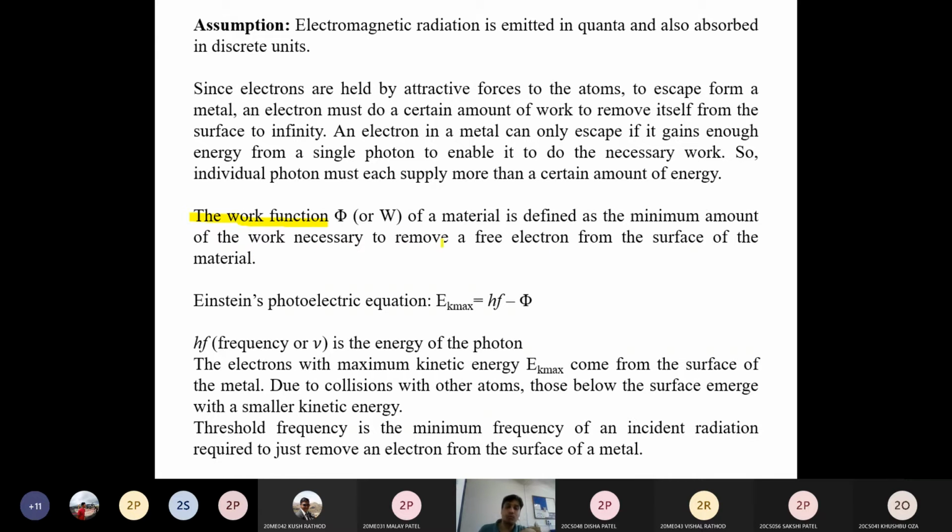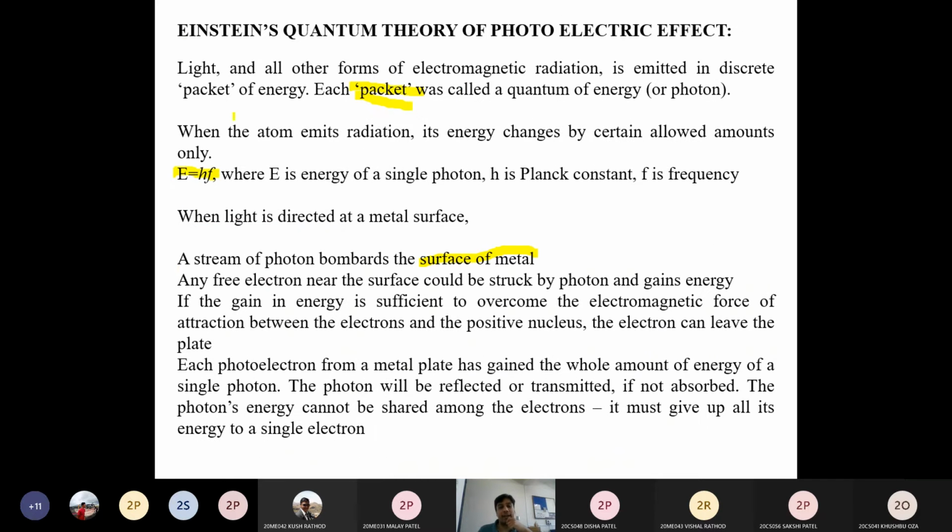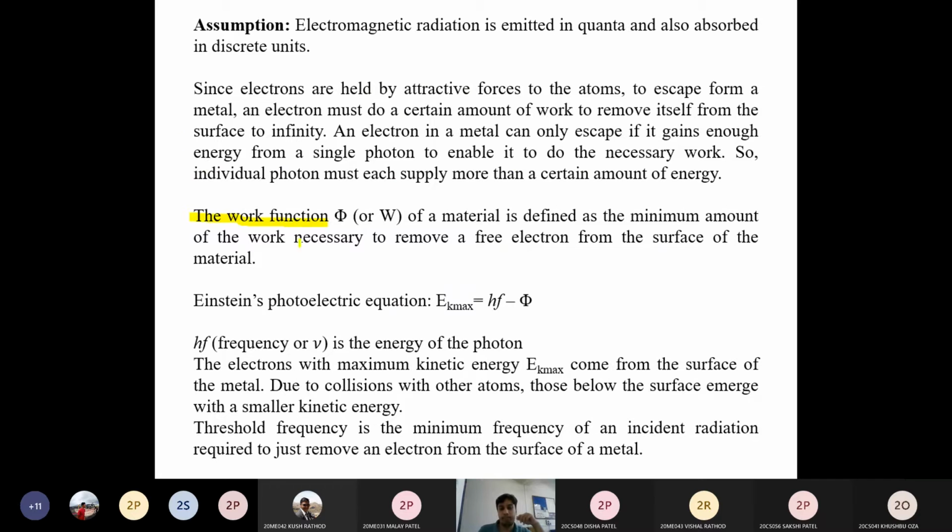So to remove the free electrons from the surface of the material, we need to apply some energy. That energy is the wave packet, or we can say that energy is E, either way, both are the same. That is the photoelectric equation, Einstein's photoelectric equation, given by hf minus phi, meaning you have to do more work than that. Only then will you get maximum energy from a particular material.